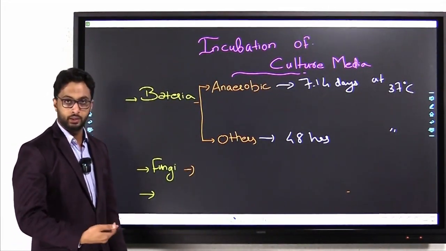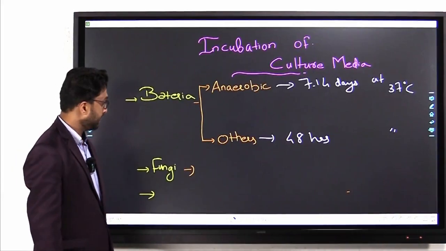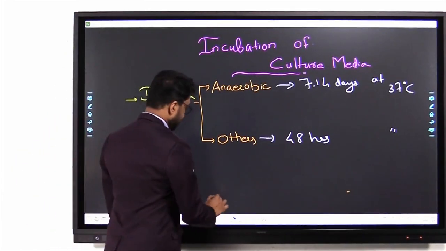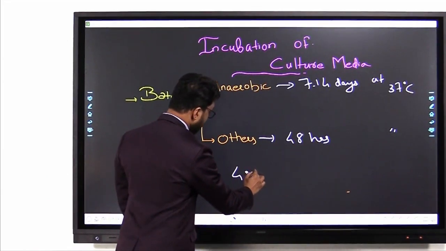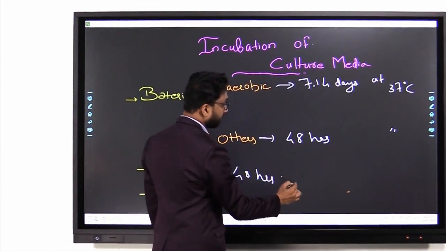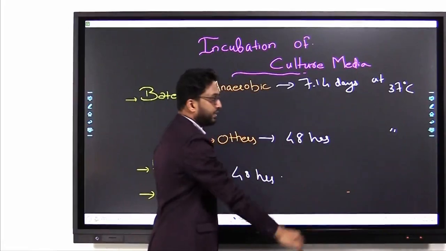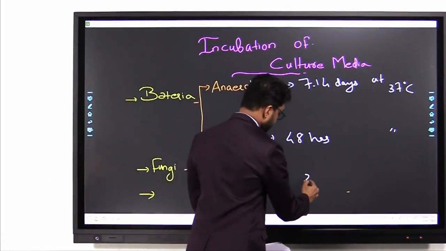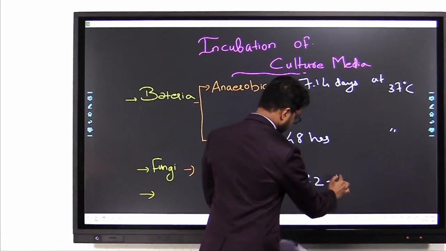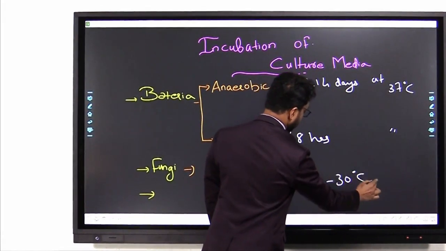Fine. So that means quick, 2 days. That's 7 to 14 days. Here, it is the same time, a minimum of 48 hours, but the temperature is varying here. For bacteria, you use 37 degrees Celsius. For fungi, you use a lower temperature, that is 22 to 30 degrees Celsius, much lower than 37.